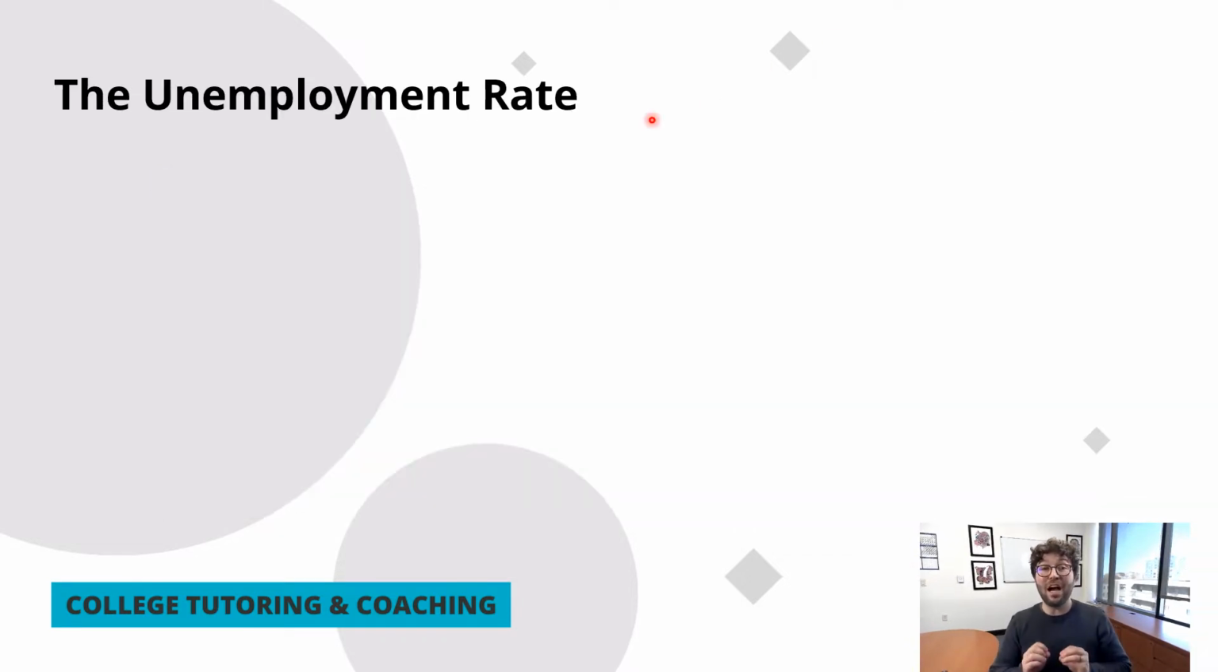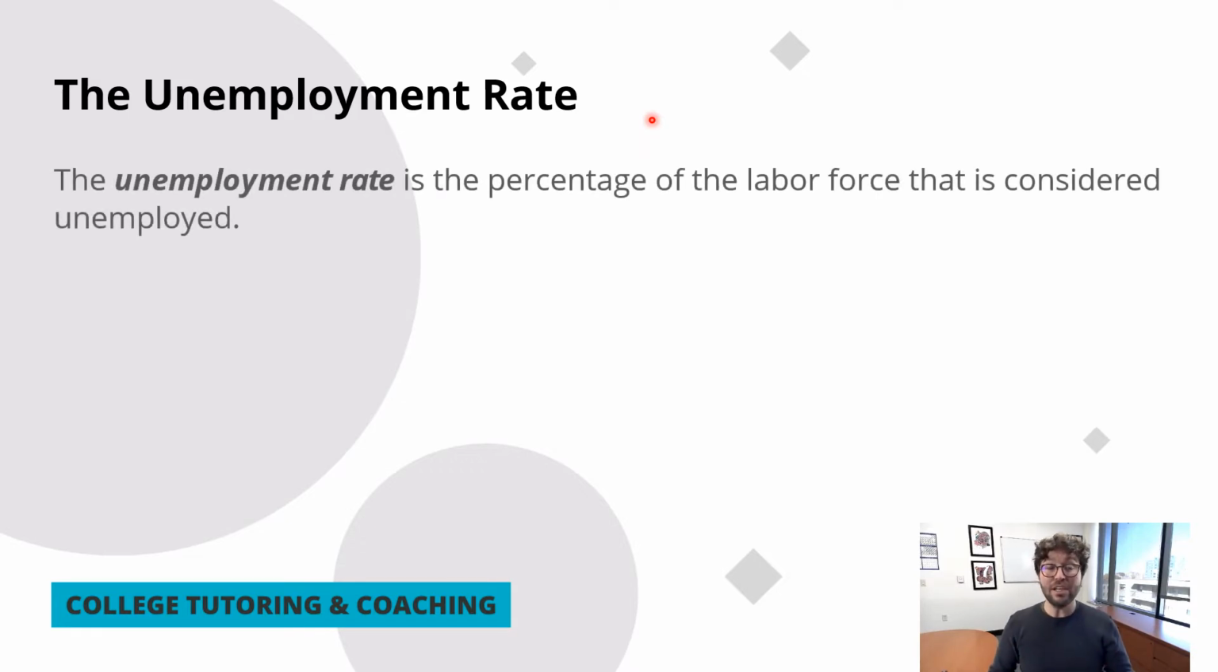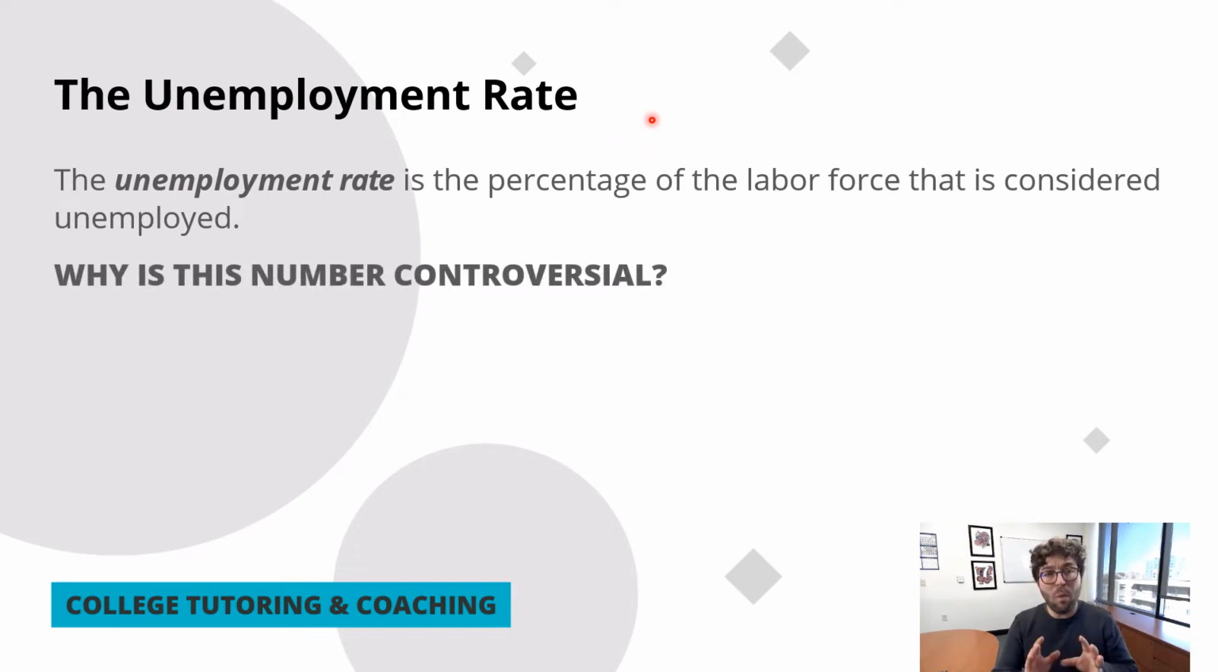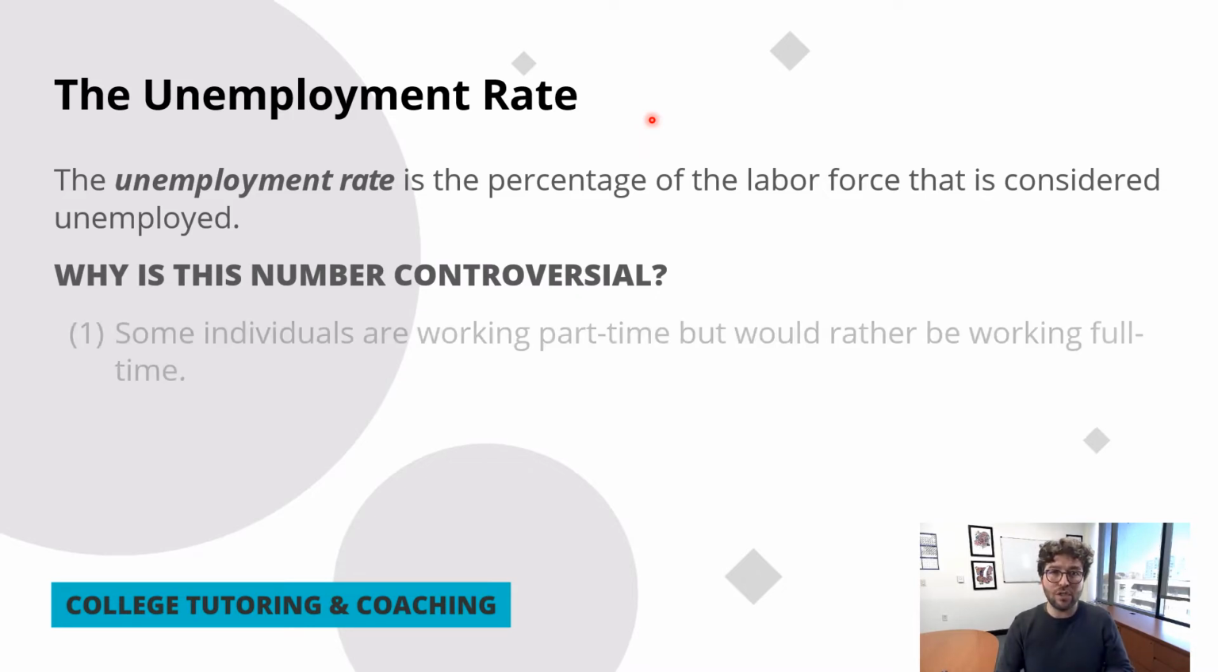Let's talk about the unemployment rate, which is arguably the most popular economic indicator. By definition, the unemployment rate is the percentage of the labor force that is considered unemployed. But why is this number controversial? Well, first, some individuals are working part-time, but would rather be working full-time.